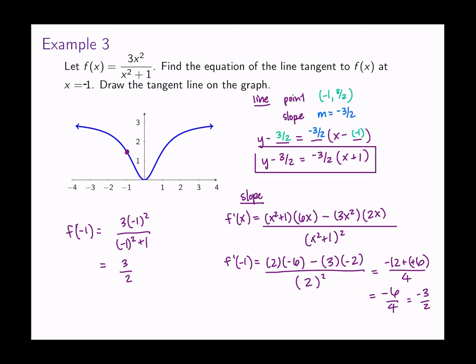And now if I want to sketch this, let's see, it has a slope of -3/2, down 3/2 and over 1. So there's my tangent line. Not quite perfect, but it's okay. We'll move it just a little. There we go. That looks better. Okay, so there is the tangent line sketched on my graph.